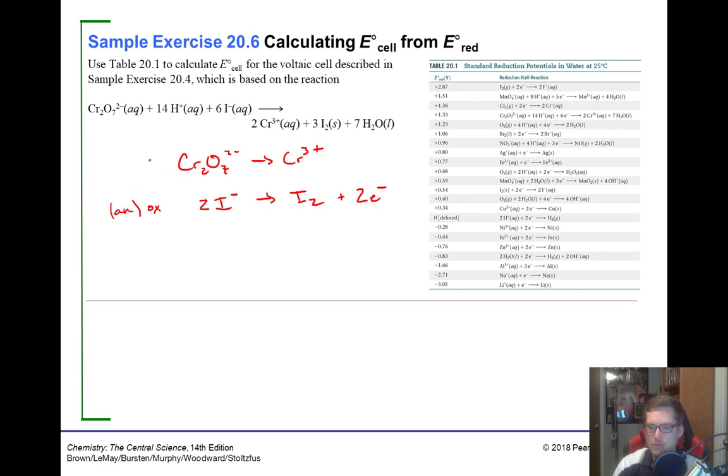Then the dichromate would have to be reduced, and if we really wanted to double check, we totally could. This would be the cathode, right? An Ox, Red Cat. So the E cell is equal to the cathode minus the anode. We need the value at the cathode, so that's our dichromate, this guy here, 1.33, minus the iodine. So we look for iodine. It's right there, 0.54. You take 1.33 minus 0.54 and you get 0.79.